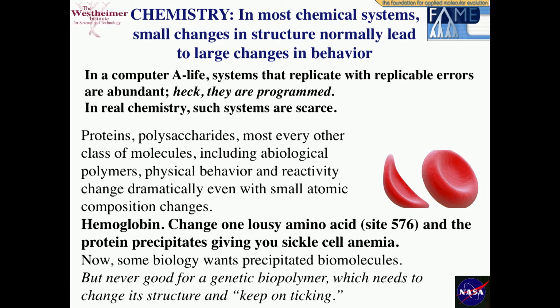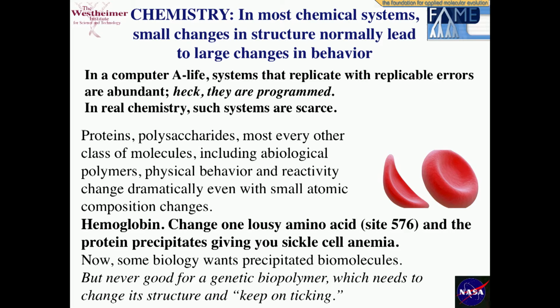So in computer A-life, for example, which you'll hear about a little bit later, systems that replicate with replicable errors are abundant because they're programmed, right? But in chemistry, in real chemistry, such systems are scarce. And that's true in proteins, in polysaccharides, synthetic polymers, all sorts of things. But let me just use one example, and that's hemoglobin. You change one lousy amino acid in hemoglobin at position 576, and the hemoglobin precipitates. And it precipitates and forms these sickle cells, which you see at the right, the red blood cells.